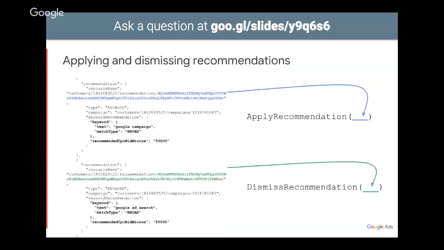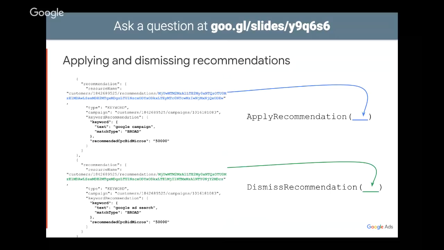Just to give you an idea of what that looks like, here's a sample JSON response of getting keyword recommendations using a request similar to what we had on the previous slide. You'll notice when you get the recommendations back, you actually get what the keyword is that was recommended. This is for a sample campaign that advertises our Google Ads developer blog. I ran the recommendations on it to get a sample response, and it recommended some keywords. The first one is Google campaign, a broad match Google campaign, and the second one, Google Ad Search, broad match. It also gives you the recommended CPC bid micros that it suggests to go along with that. So not only do you get the keyword, but you get a corresponding CPC setting.